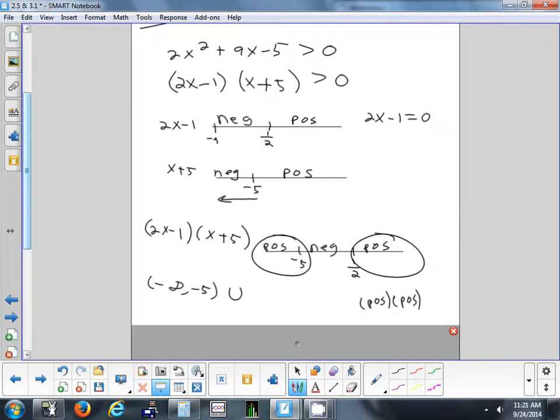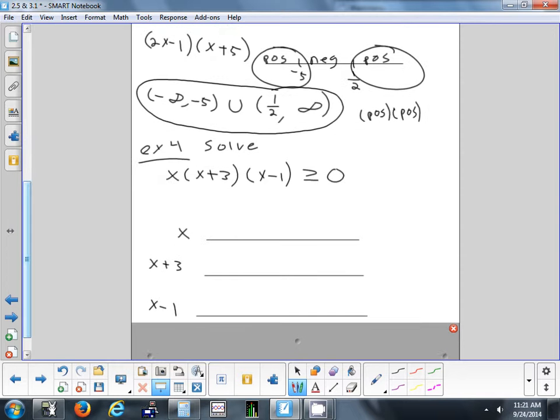And then the next interval, we could pick any number from 1/2 to, what's my upper limit on this part? 1/2 to, Emily? Infinity, yeah, there's no upper limit. So that's the answer to the inequality. Pick numbers between -infinity and -5, or we could go up to 1/2 and positive infinity. Either interval. Any questions on that? All right, let's try one more of those.